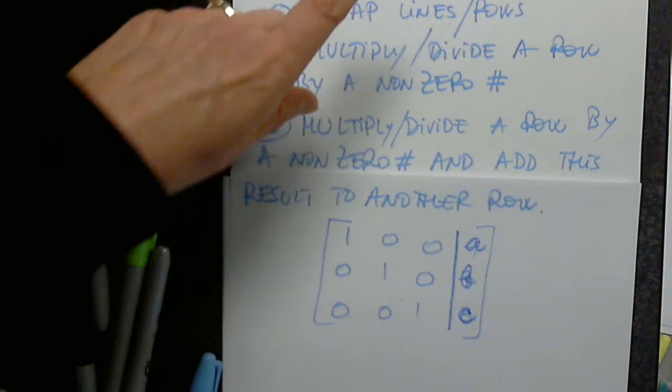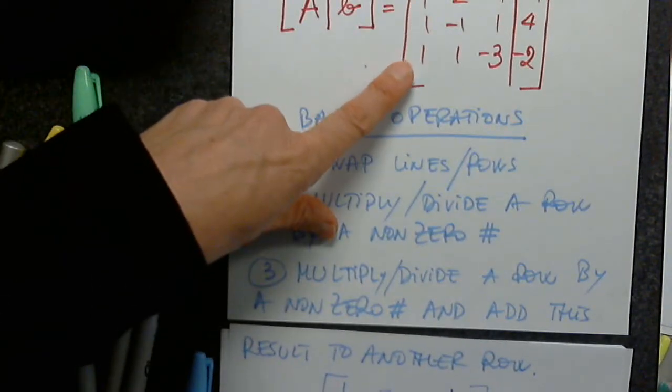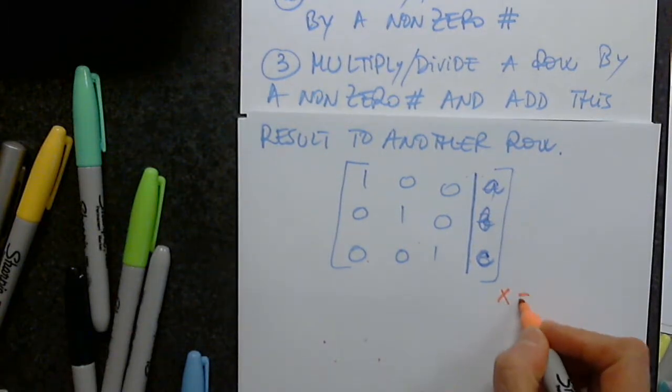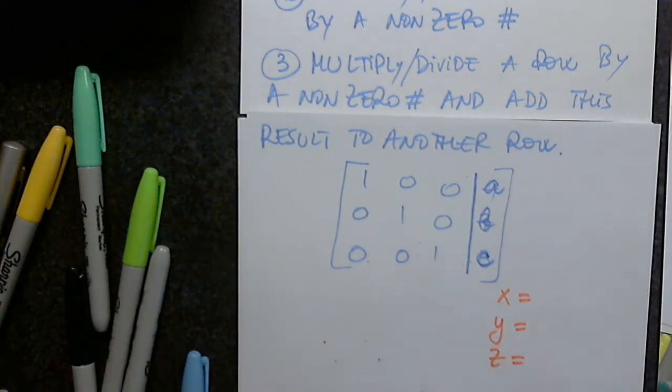So once I present this matrix like this, can anyone identify how much is X, how much is Y, and how much is Z? But I have to go step by step and change that augmented matrix into this, and then I'm done. I will say X must be A, Y must be B, and Z must be C.